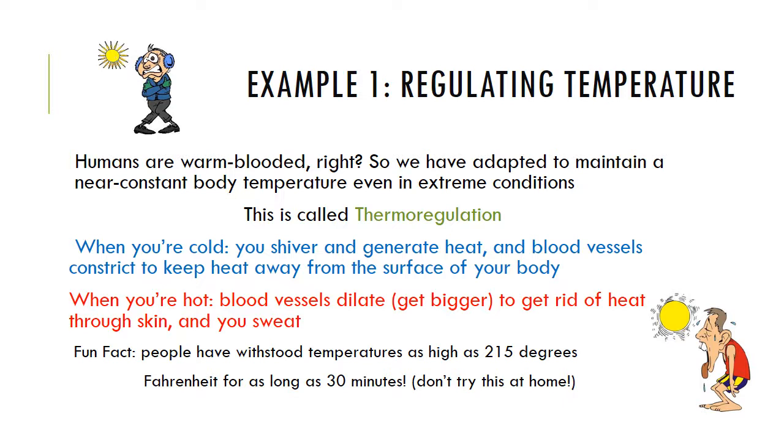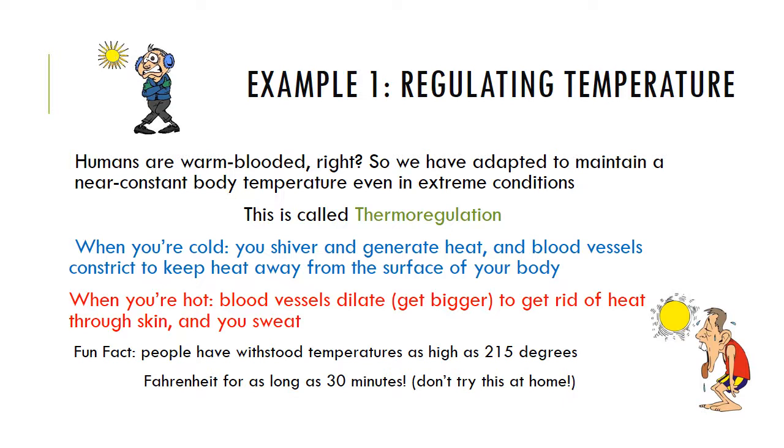Basically, the opposite happens when you're hot. The blood vessels will dilate, which means get bigger. They expand. They try to go up near the surface of your skin to get rid of heat through the skin. And also you can sweat. You produce sweat and the wind blows it off, for example, and it helps cool your body temperature. It carries the heat away with it.